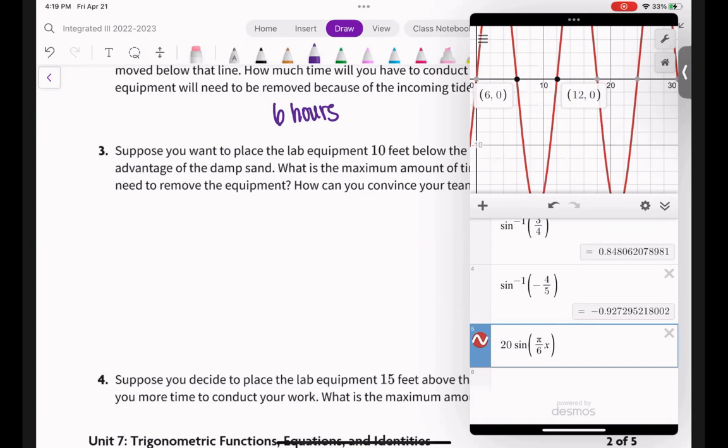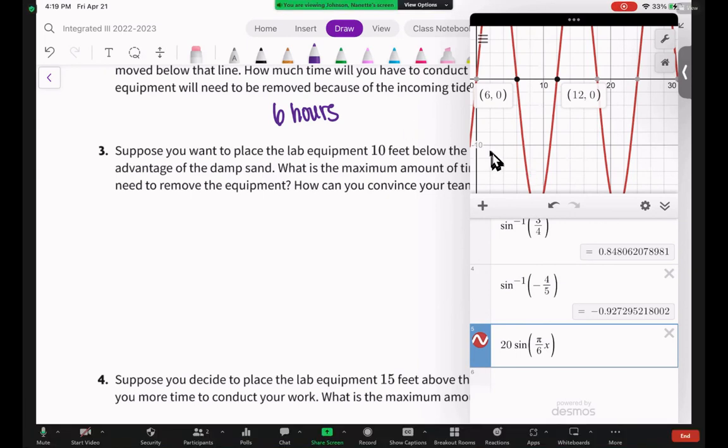And how did you figure that out, Ms. Thompson? Well, I just looked at this -10. That's 10 feet below the average. And then I calculated the time from here to here. Okay.